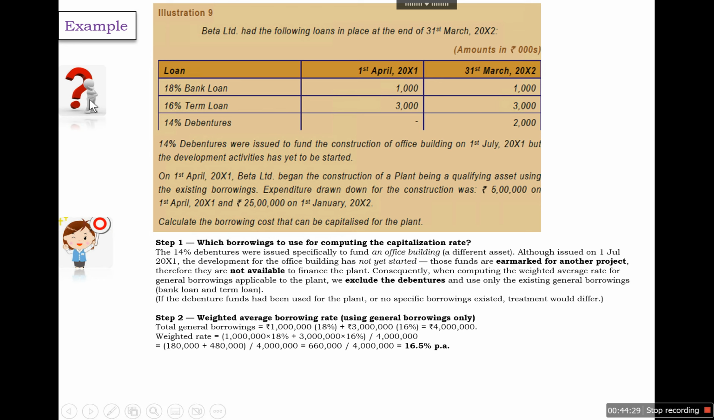Next is Beta Limited had the following loans in place at the end of 31st March X2: 18% bank loan, 16% term loan on X1 and X2. The 14% debentures were issued to fund the construction of a building. So this is specifically for the office building. On 1st July, they have issued, but the development activities have not yet started. So three conditions have not been fulfilled in respect of the debentures.